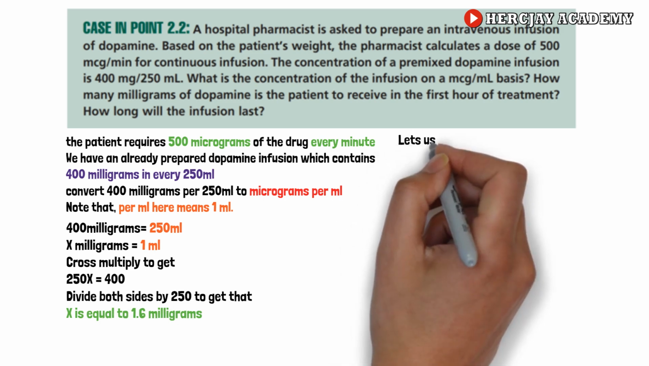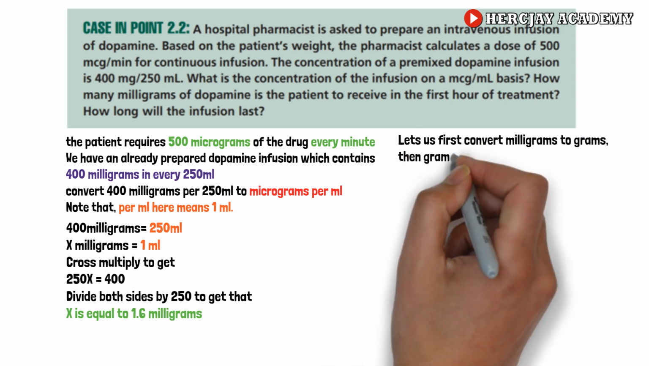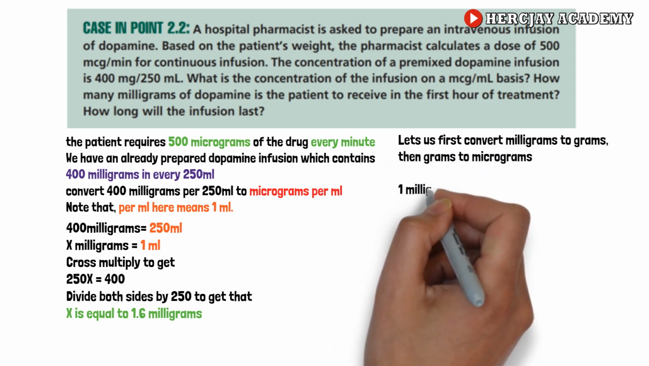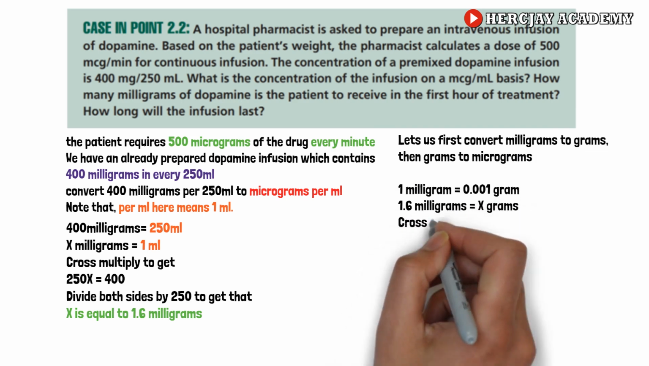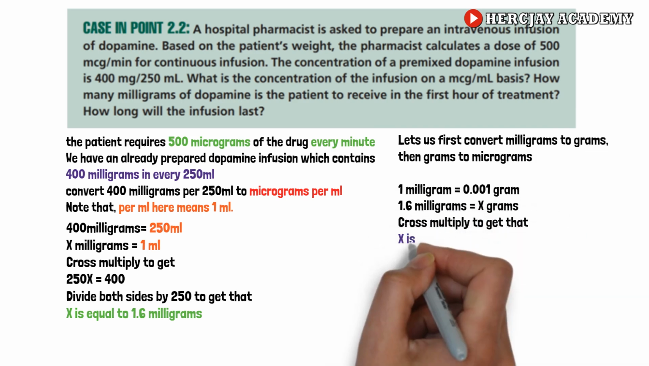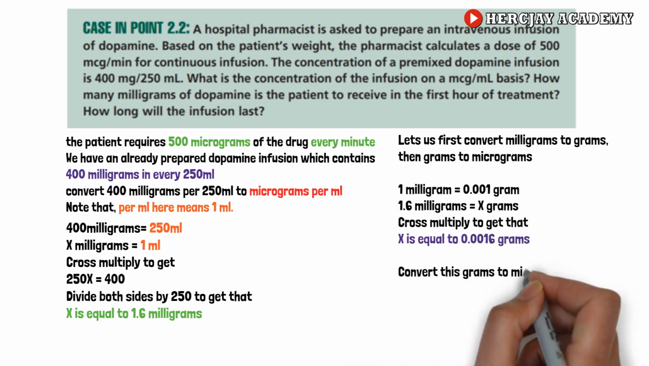Now it's time to convert these milligrams to micrograms. Let us first convert milligrams to grams, then grams to micrograms. 1 milligram is 0.001 gram. 1.6 milligrams is x. Cross multiply to get that x is equal to 0.0016 grams.